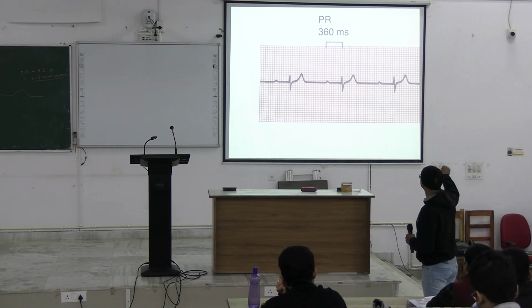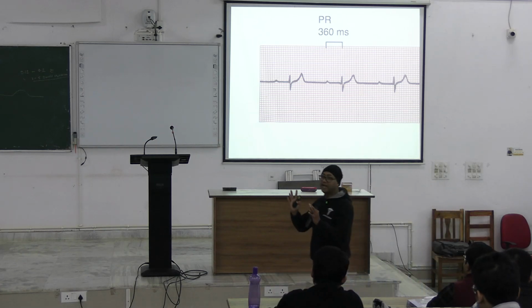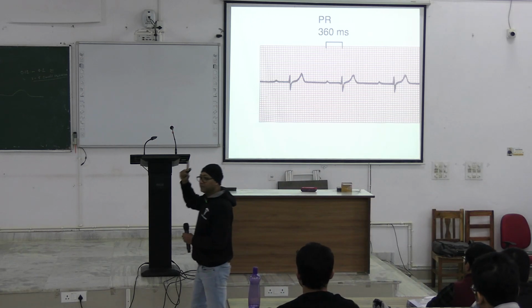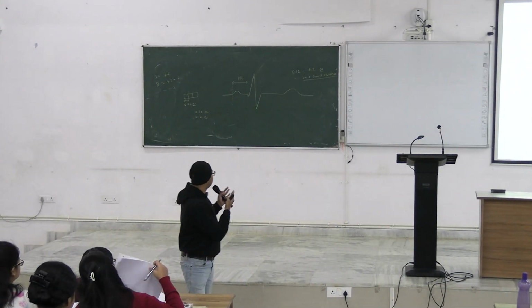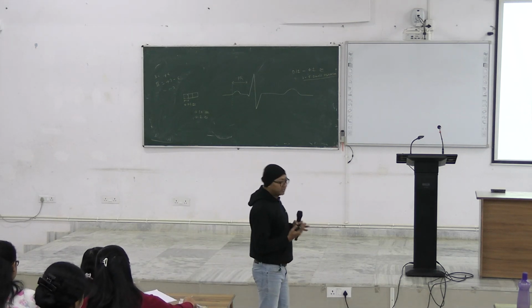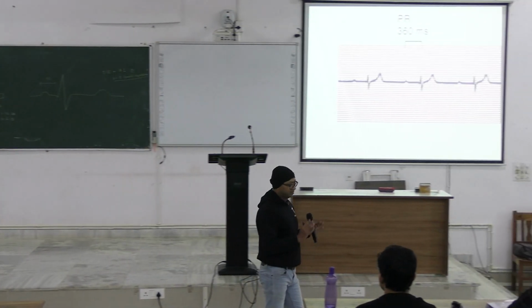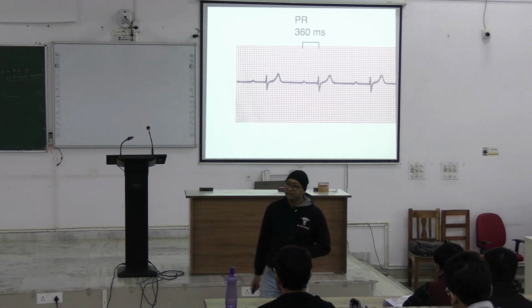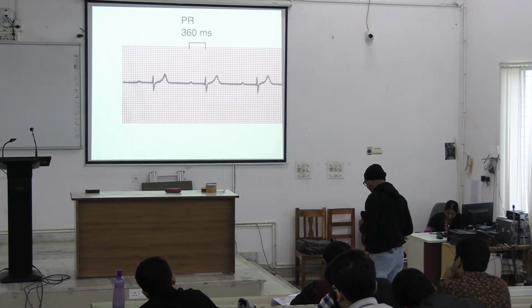Okay? So in the first complex, again you see 1, 2, 3, 4, 5, 6, 7, 8, 9. Again in the second complex, 9 small squares. Again in the third complex, 9. That means PR interval is fixed and increased. It is more than 5 small squares, that means more than 0.2 second, 0.36 second here. So PR interval is increased and fixed. We call it first degree heart block. Okay?